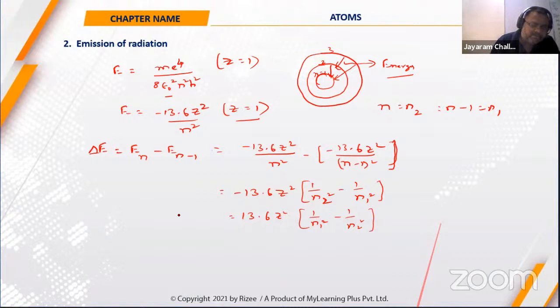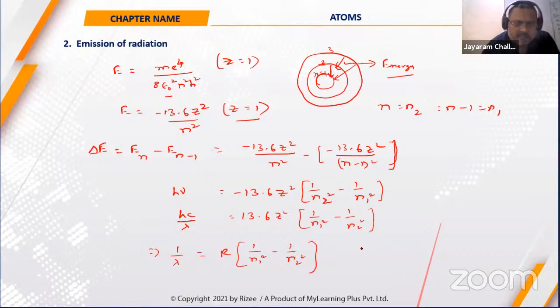If I write the energy of the photon as h nu, the difference in the energies, this can be written as hc by lambda. When I take everything on the other side and substitute, 1 by lambda can be written as R of 1 by n1 square minus 1 by n2 square. So this is your emission energy, that is the energy which is released whenever there is a transition of electrons from the higher energy states to the lower energy states, where R is called your Rydberg's constant.